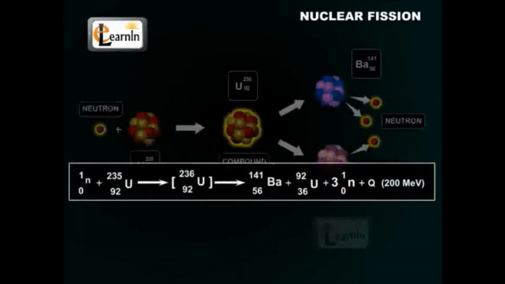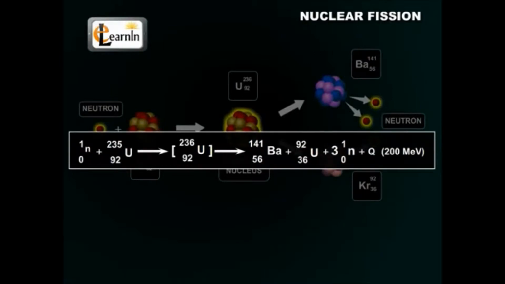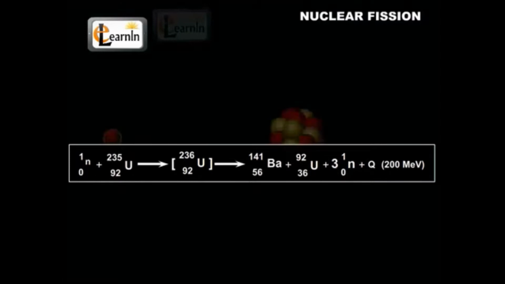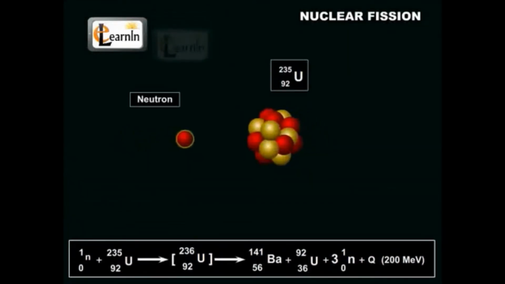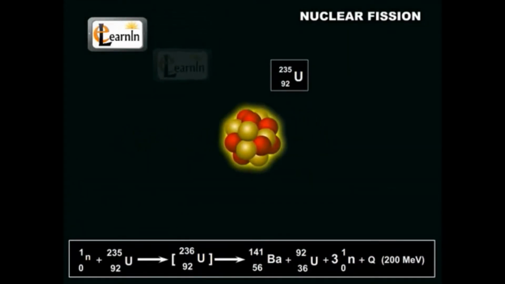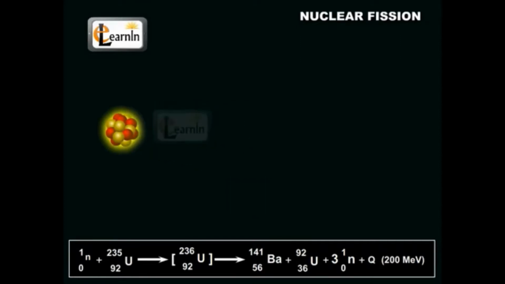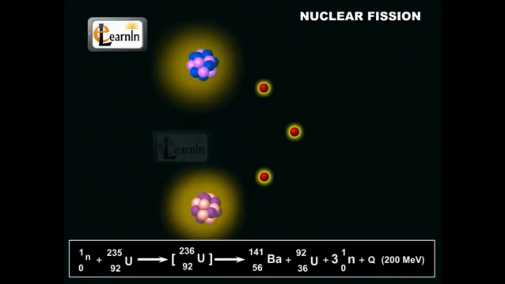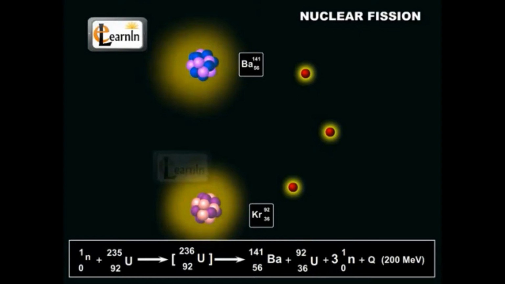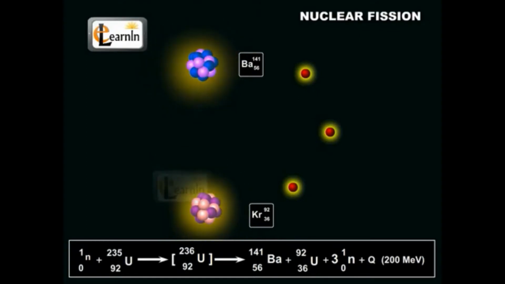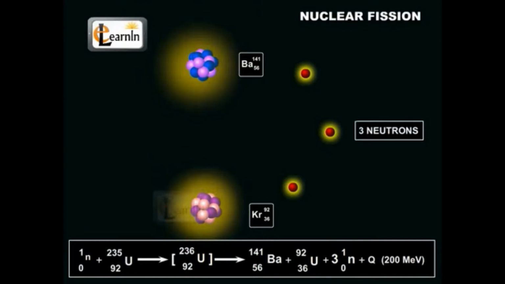The chemical equation of the nuclear fission reaction taking place can be represented by this equation. So as you can see from the equation, one neutron combines with uranium-235, forming an unstable compound nucleus, uranium-236. This unstable nucleus splits into two stable nuclei, barium-141 and krypton-92. In addition to these two nuclei, 3 neutrons are also emitted, as well as a high amount of energy, denoted in the equation by Q.